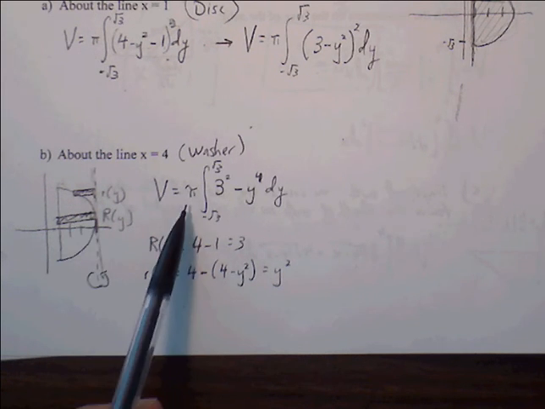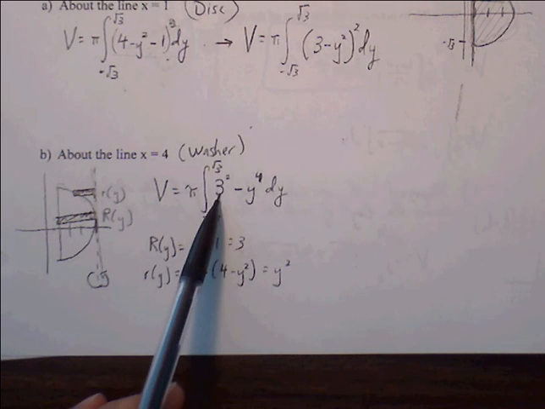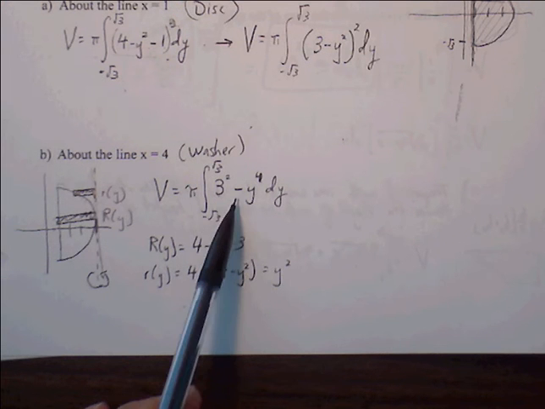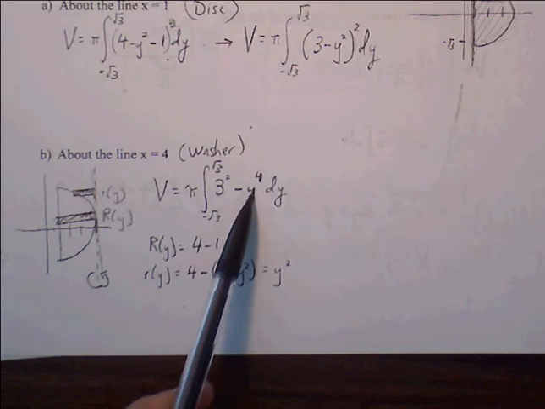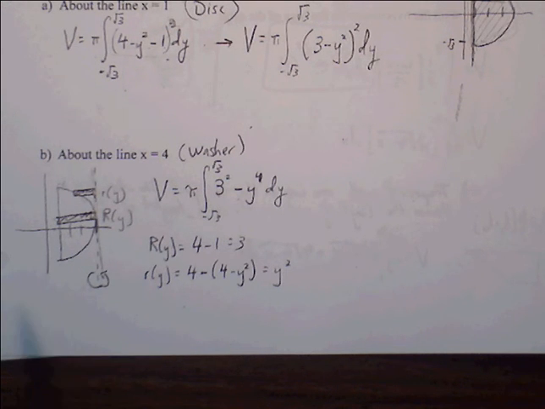And then we have washer method. Pi big R squared minus little r squared. So big R squared is 3 squared. Little r squared is y squared quantity squared. And then from the lowest to the highest y value, it has to be in terms of y. So negative root 3 to positive root 3.